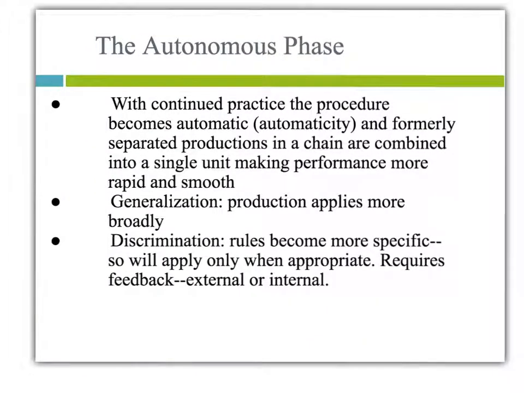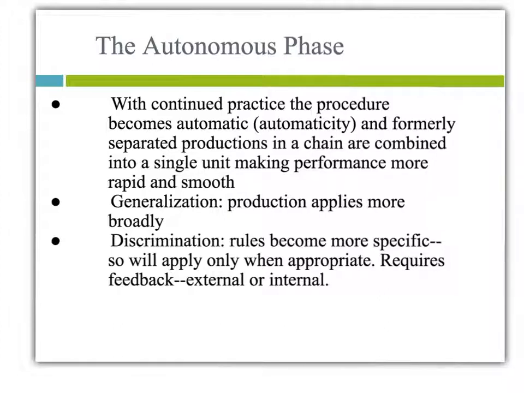The third and final phase is known as the autonomous phase. With continued practice, the procedure becomes automatic, and formerly separated productions in a chain are combined into a single unit. So if you think about working memory capacity and cognitive load, you can only fit so much information there. In fact, the exact number is between 5 and 9 chunks of information. When first learning a procedure, each step is a chunk of information. However, as you learn it and it becomes automatic, each step that was originally a chunk of information is combined, and the whole sequence can become one chunk of information if it becomes automatic.